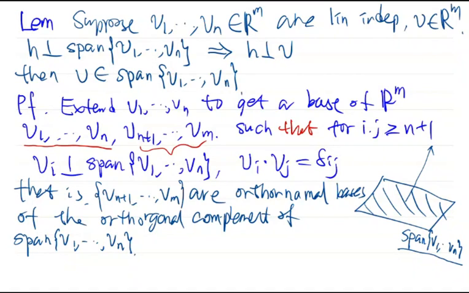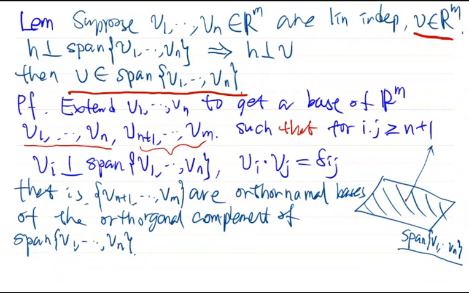So this is the extension of our linearly independent vectors to get a basis for the whole space Rm. Now we want to prove that the given vector V belongs to the span space of V1, ..., Vn. The condition is that whenever a vector is orthogonal to the span space, then this vector will be orthogonal to V. That is, H is here.